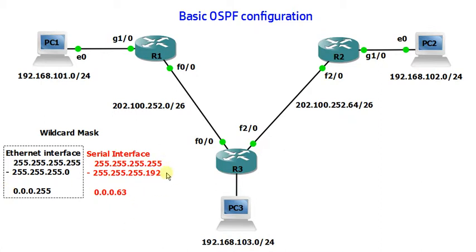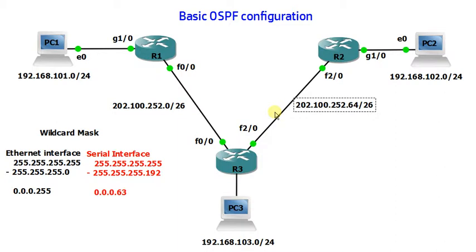For the serial interface, we used a 192 subnet mask. So 0.0.0, you know how to work that out. 255 minus 192 will give us 63. That's your wildcard mask for these interfaces, which are the router interconnected interfaces.